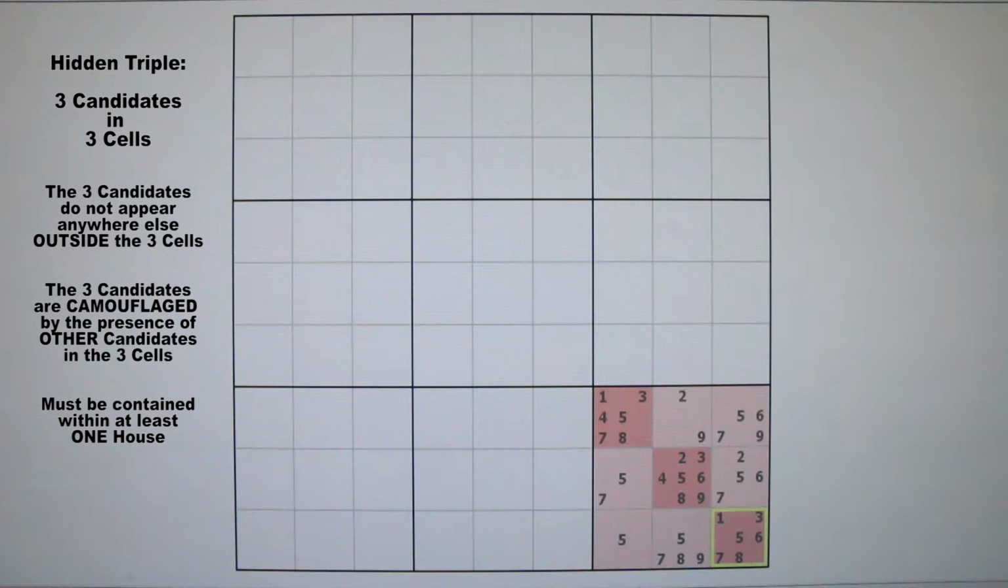And that further means that we can eliminate every other candidate from those 3 cells besides the 1, the 4, and the 3. So we can eliminate the 7, the 5, and the 8. We can eliminate the 2, the 5, 8, 6, and 9. And we can eliminate the 5, 6, 7, and 8. And once again, you can see that all 3 candidates do not appear in all 3 cells, but they meet all the other rules.